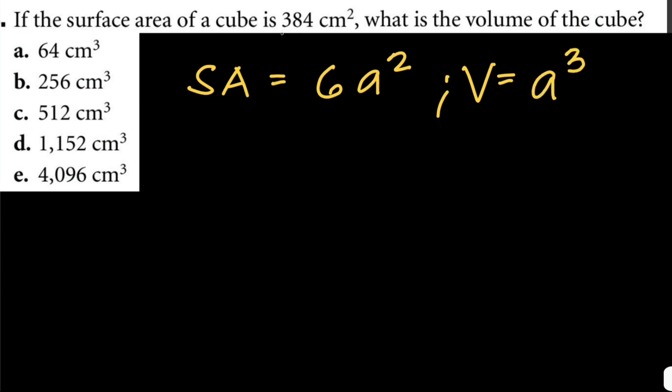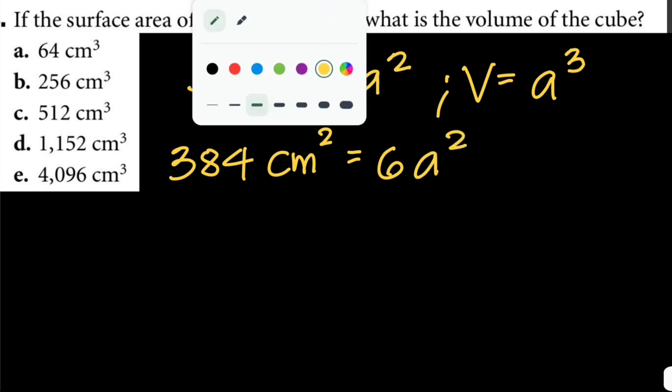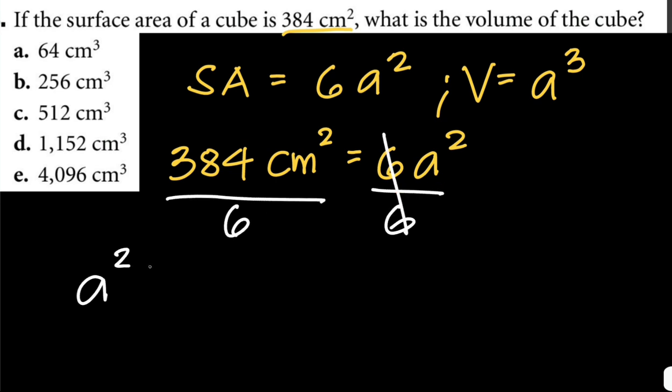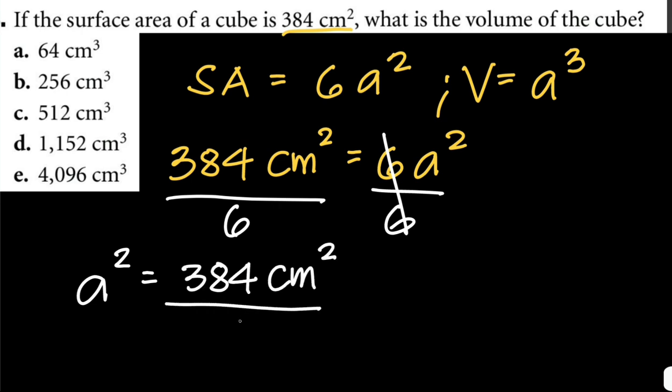Since we're given here the surface area of the cube, then we can solve for A, or the length of one edge of the cube. We just have to substitute the value of the surface area that is given. So this would be 384 square centimeters equals 6A squared. And we divide both sides by 6. Then A squared is equal to 384 square centimeters over 6. And this is 64 square centimeters.